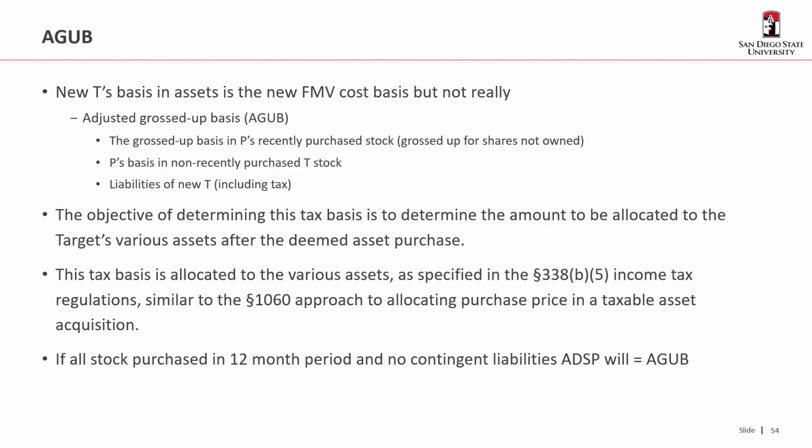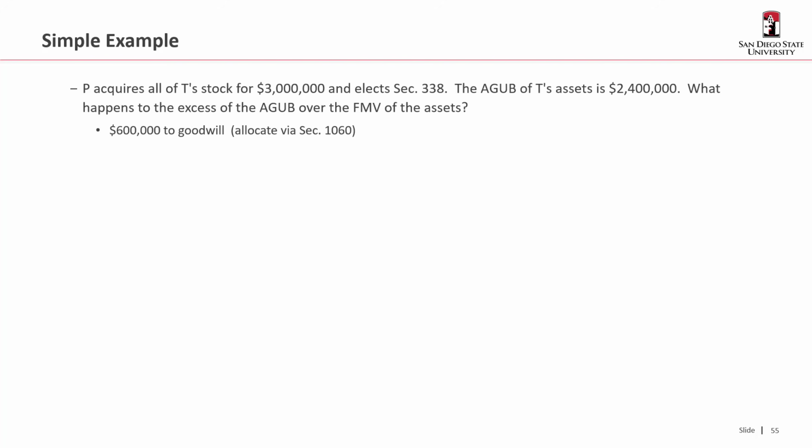So the objective of determining this tax basis is to determine the amount to be allocated to target's various assets after the deemed asset purchase. This tax basis is allocated to the various assets as specified under the 1060 approach we already walked through. And if all the stock is purchased in a 12-month period and there are no contingent liabilities, then the ADSP will equal AGUB, but that isn't always the case.